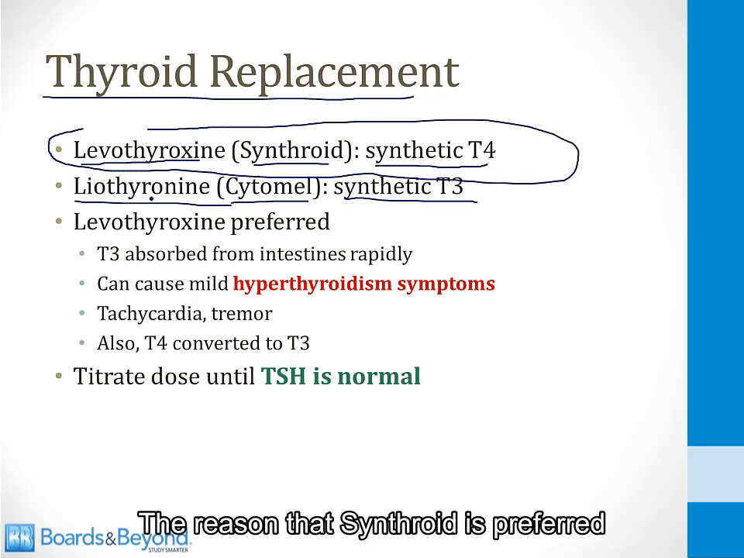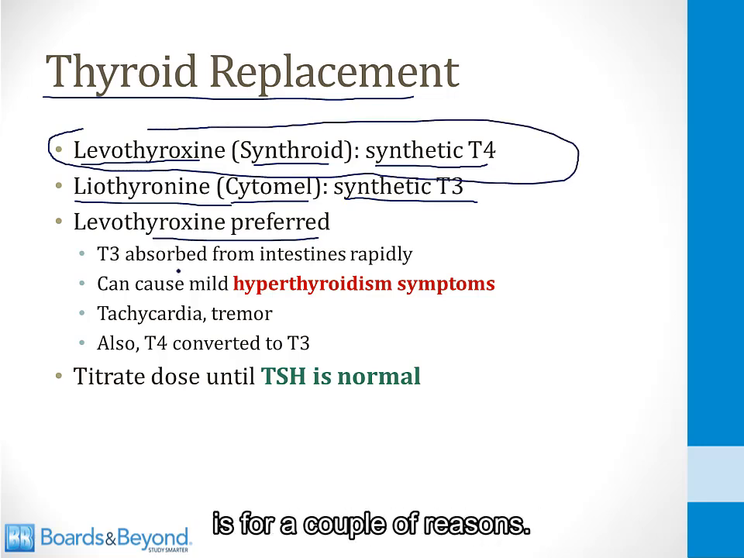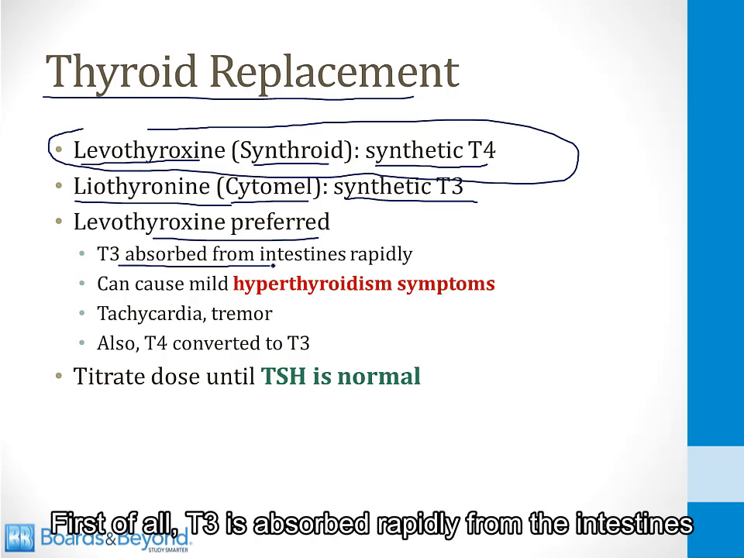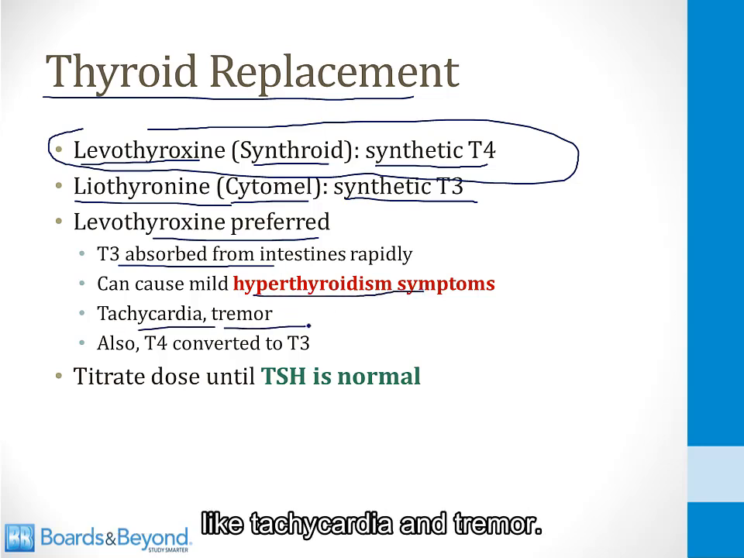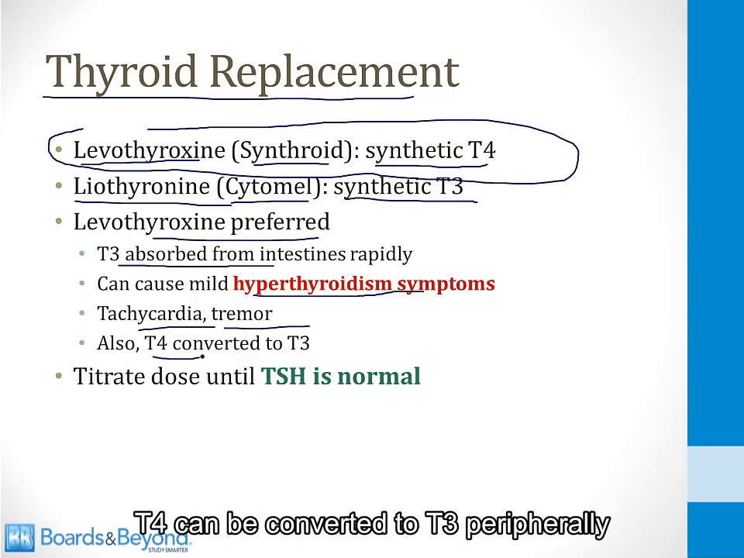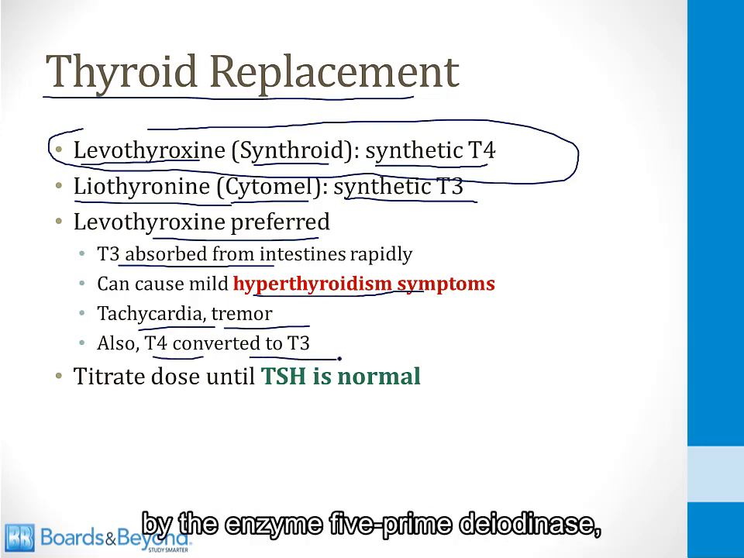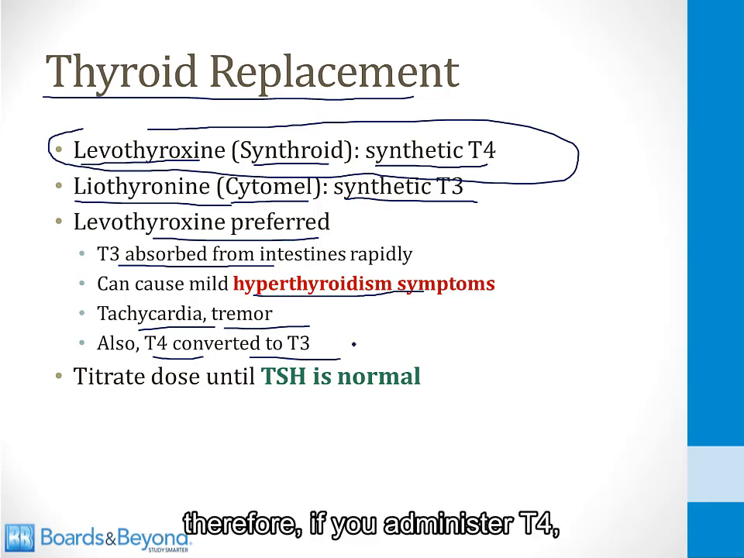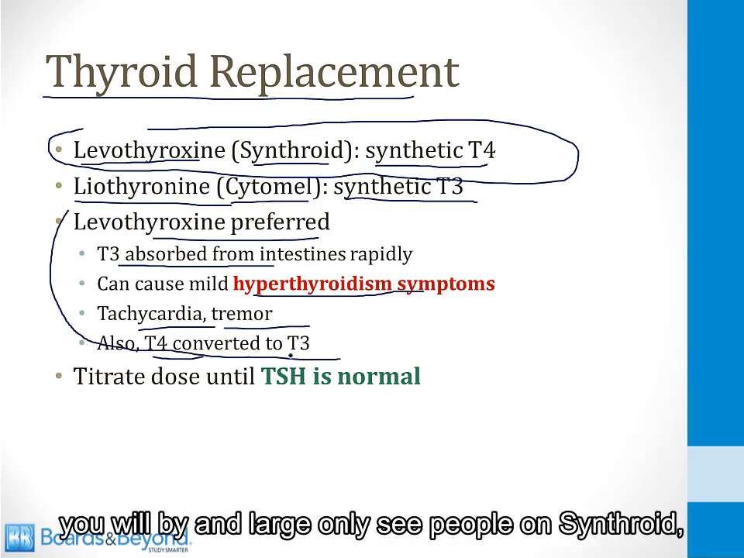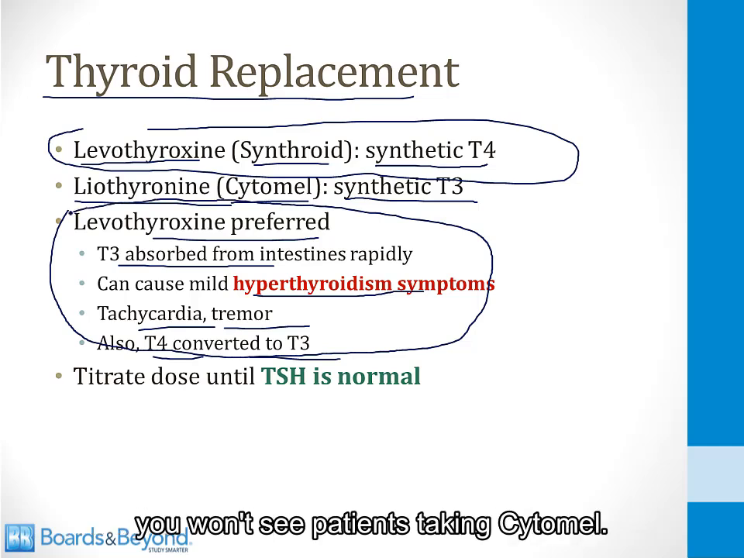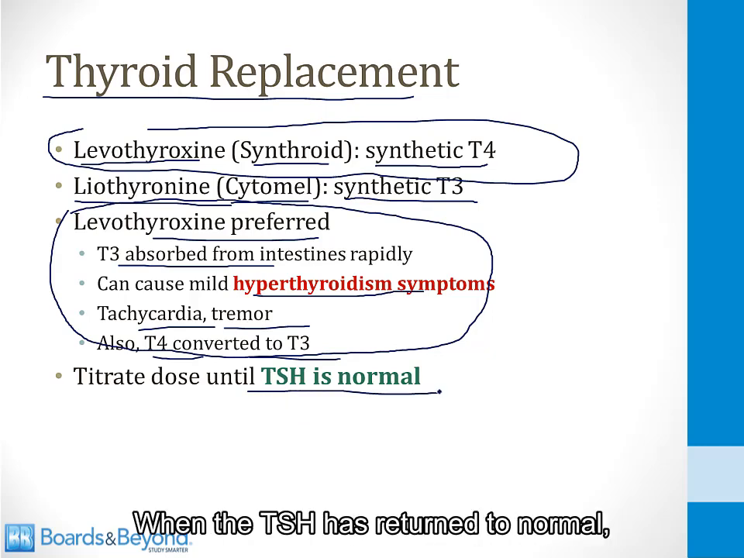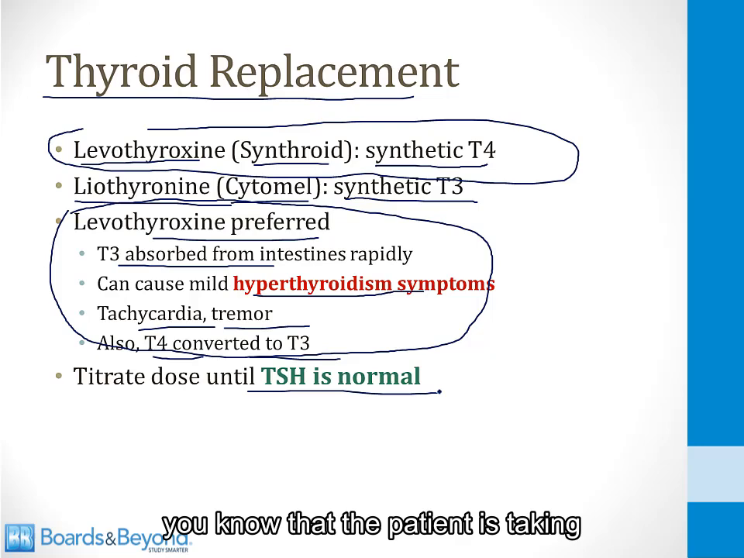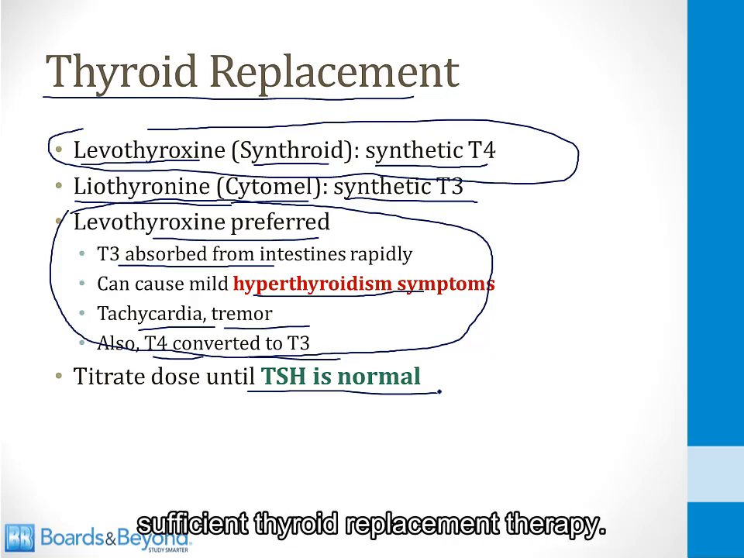Synthroid is preferred for a couple of reasons. First of all, T3 is absorbed rapidly from the intestines, and this can cause mild hyperthyroid symptoms like tachycardia and tremor. In addition, as you know, T4 can be converted to T3 peripherally by the enzyme 5' deiodinase. Therefore, if you administer T4, you also replenish T3 levels. So for all of these reasons, you will by and large only see people on Synthroid. You won't see patients taking Cytomel. And what you do is titrate the dose until the TSH is normal. When the TSH has returned to normal, you know that the patient is taking sufficient thyroid replacement therapy.